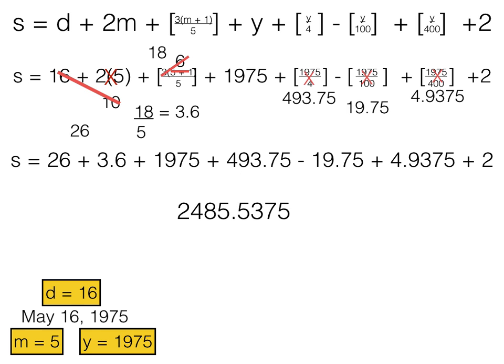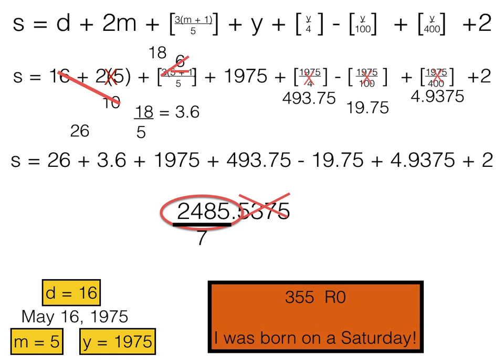2485.5375. Now, the directions said to ignore the decimal places, so I will take care of those by crossing them out. And then I'm going to take 2485 divided by 7. And when I do that, I get 355 remainder 0. And a remainder of 0 means that the day was a Saturday. So on May 16th, 1975, I was born, and it was on a Saturday.